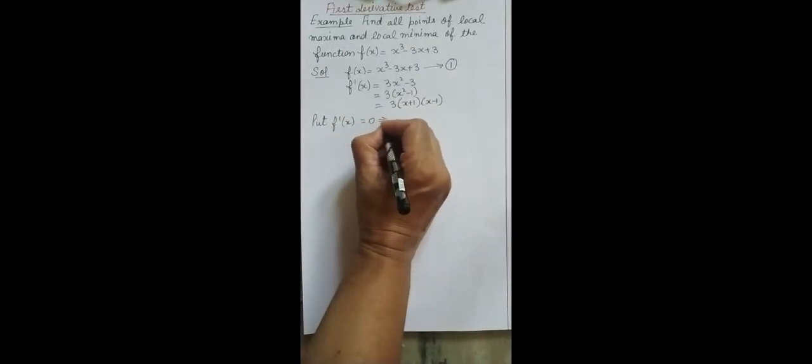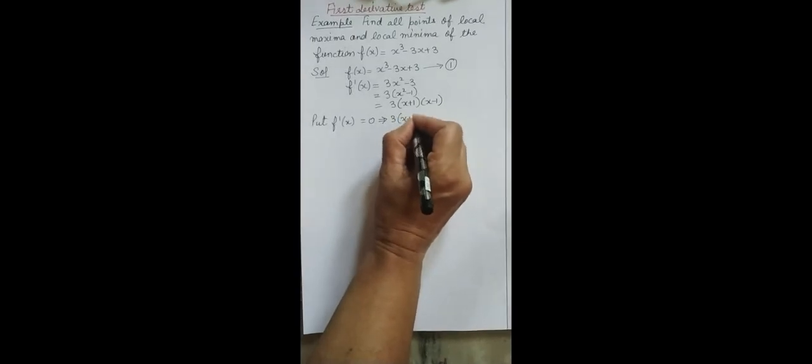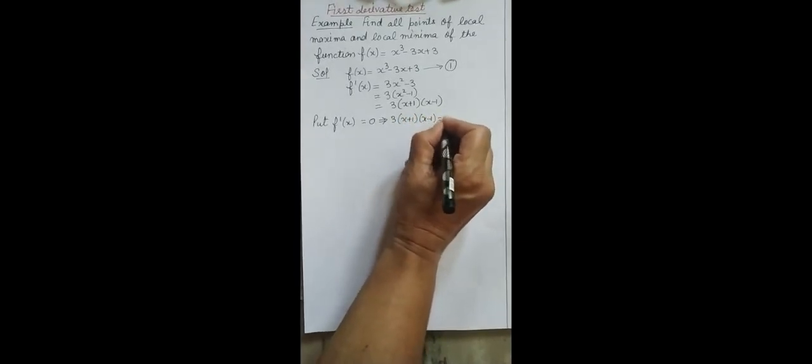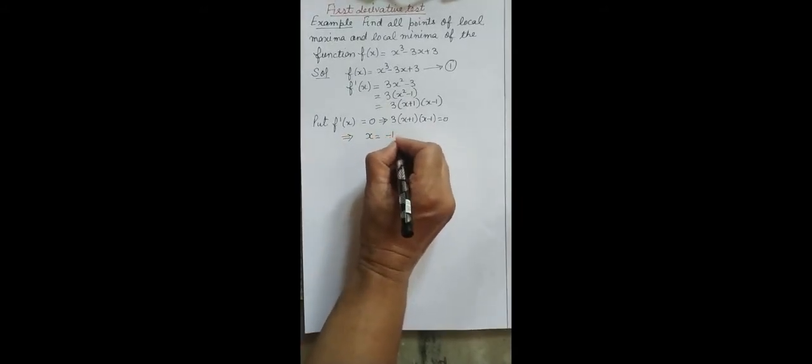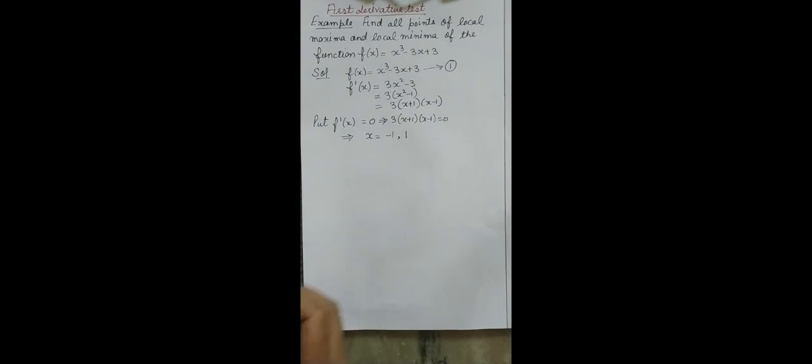As I told you in the working rule, now we have to factorize it. Take 3 as common and we will be getting 3(x + 1)(x − 1). For finding the critical points, put f'(x) = 0, which gives me 3(x + 1)(x − 1) = 0, which implies the value of x is −1 and 1. Now in the next step, we will consider these two values one by one.